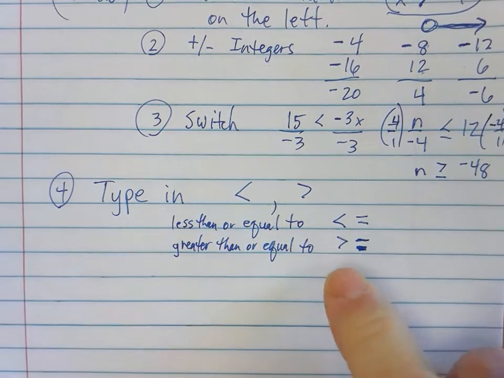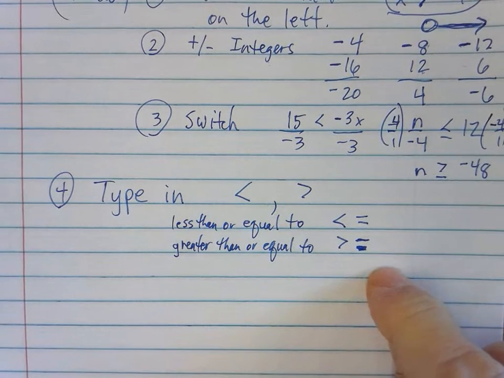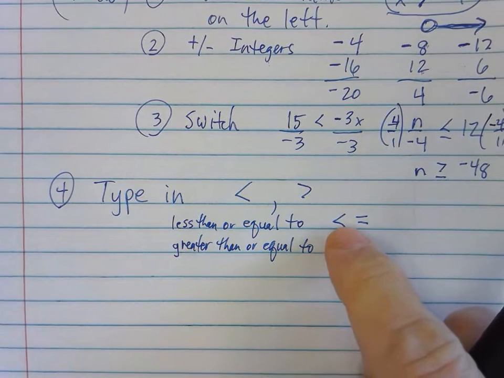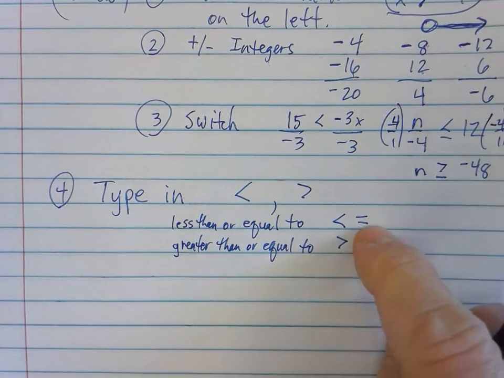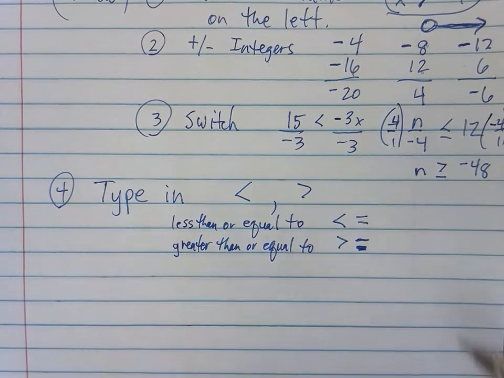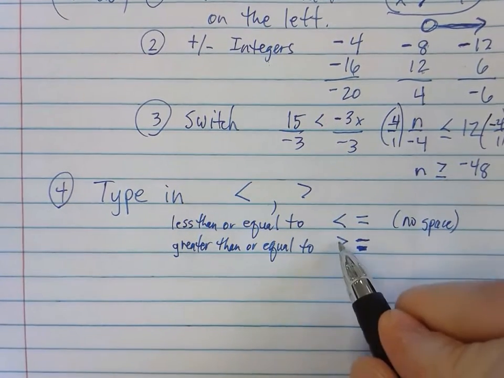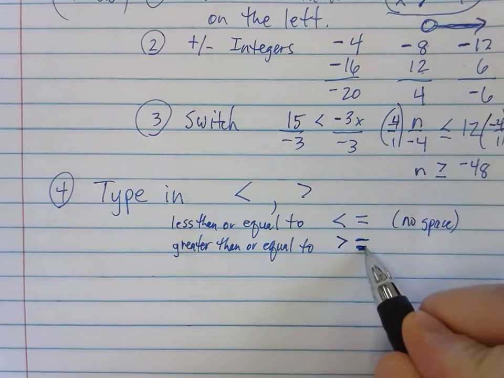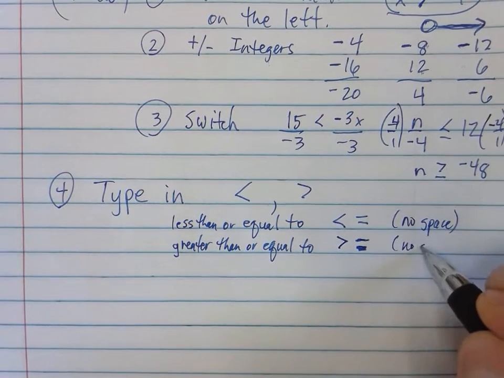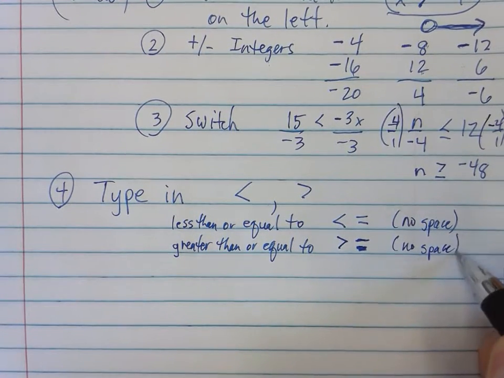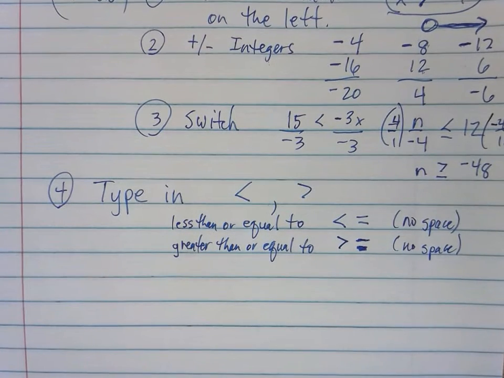So for less than or equal to, you're going to type the less than symbol and then the equal sign right after it, no space. Okay, no space. And then for greater than or equal to, put the greater than sign and the equal right after it, again with no space. And I'll try to make sure I talk through that here on some of these that we're going to work together.